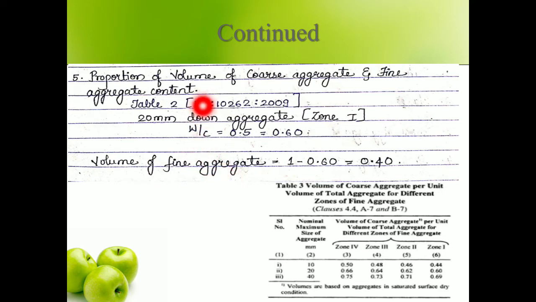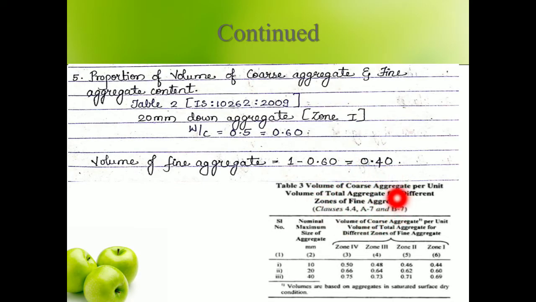Next one is proportion of volume of coarse aggregate and fine aggregate. Table 2 of IS 10262-2009 for zone 1, 20 mm down aggregate, water cement ratio. Depending upon this table, we are going to get the zone values. Our zone is first zone for 20 mm down aggregate, water cement ratio is 0.6, but we are taking water cement ratio as 0.5. So for 0.5 this value is correct. Means if water cement ratio is 0.5, then we have to use this table.